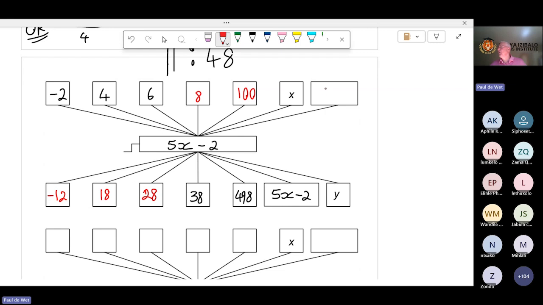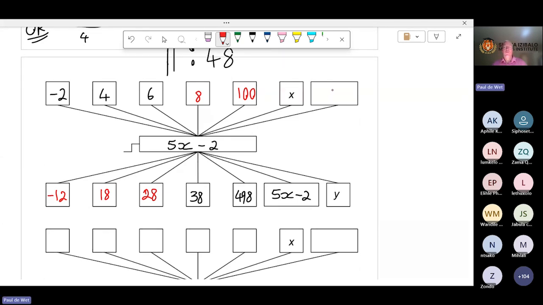I want to get y out. Okay, Simpiwe, that's not quite correct. No. 5x minus 2 is going that way. X becomes 5x minus 2. But if I want to get y out, what must I put in? Okay, it won't be 5y minus 2.